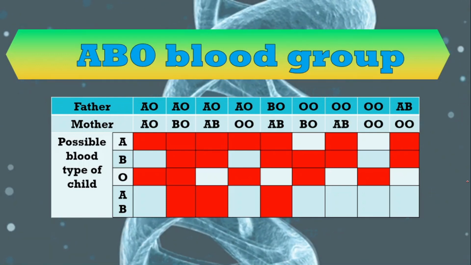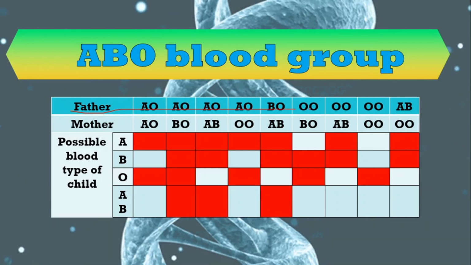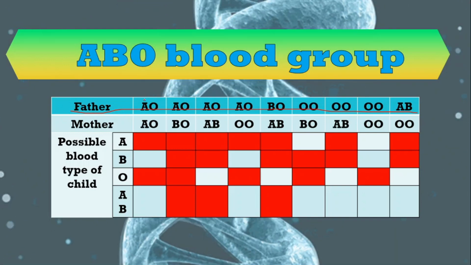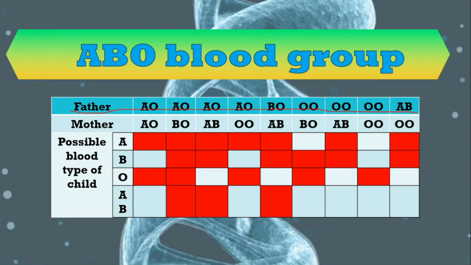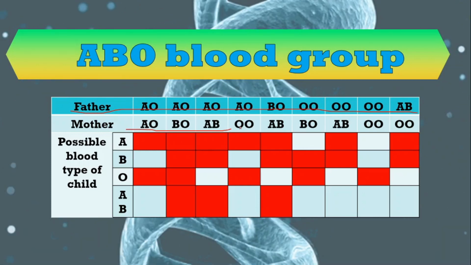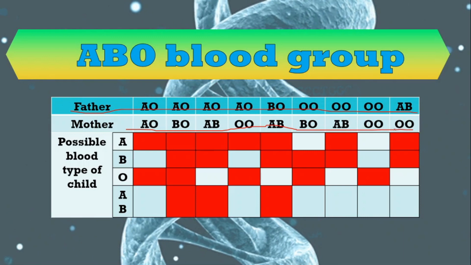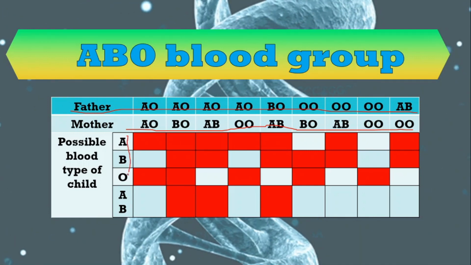This is the chart of the ABO blood group. In this part we have the father's blood type. As you can see, there are two letters because these are alleles. AO, that is blood type A. Then BO, blood type B. OO, that's blood type O, and AB. Then this second row shows the blood type of the mother. Now, the letters that you can see on your screen in a vertical way are the possible blood types of children or offspring.